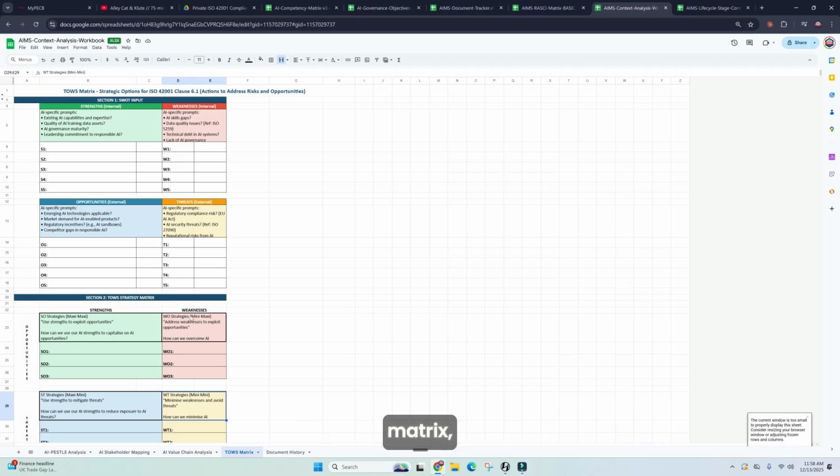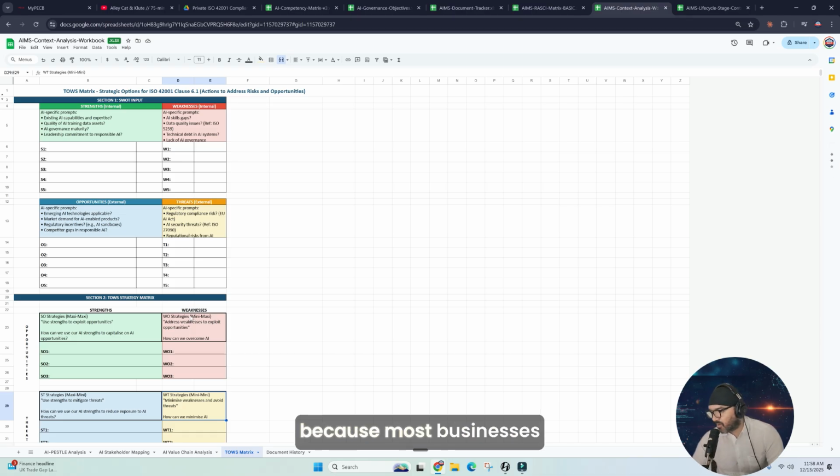Then we've got the TOWS matrix, and this connects your SWOT analysis to ISO 42001 clause 6.1, so actions to address risks and opportunities. So essentially, it's not just listing strengths and weaknesses; it's generating strategic options and linking them to specific 42001 clauses. And this is good because most businesses you would assume are familiar with, or someone in the business is familiar with, a SWOT analysis. So this should breed some sort of comfort and familiarity.